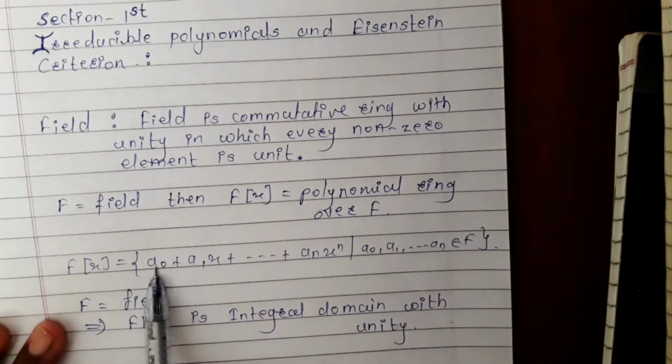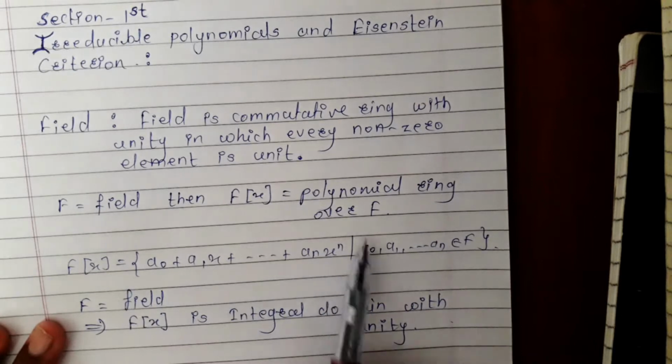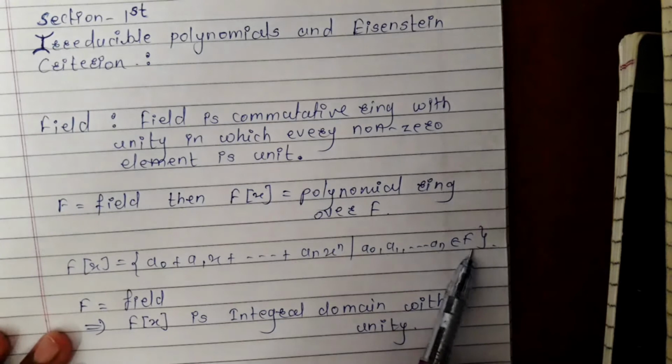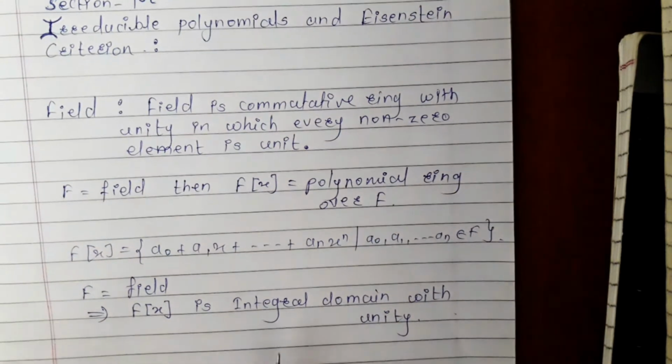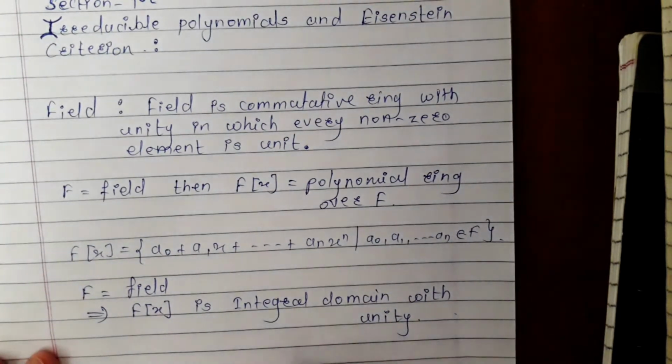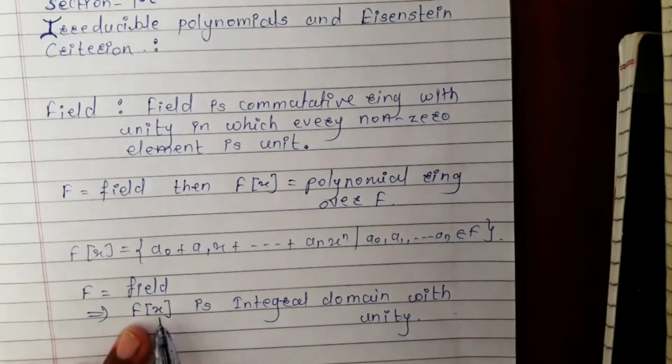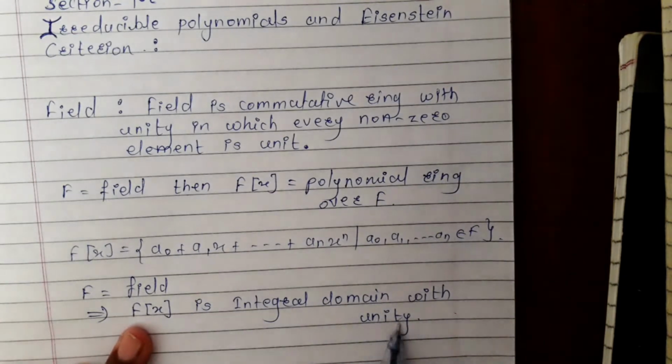the set of all polynomials a0 plus a1x plus up to an x raised to n, such that a0, a1, up to an belong to the field F. There is one result in ring theory according to which if F is a field, then the polynomial ring F[x] over a field F is an integral domain with unity.